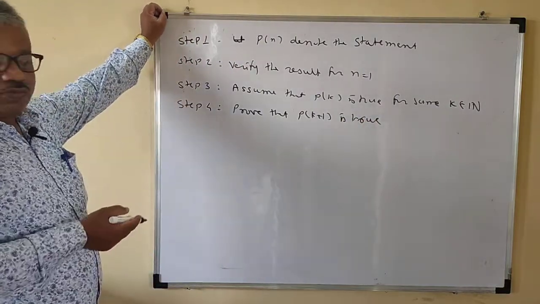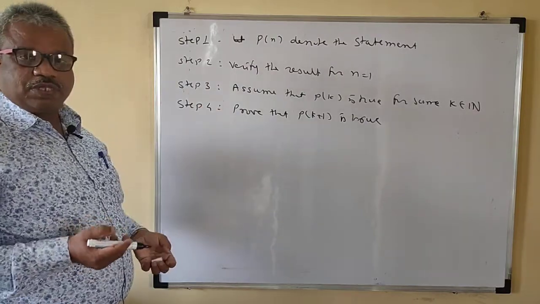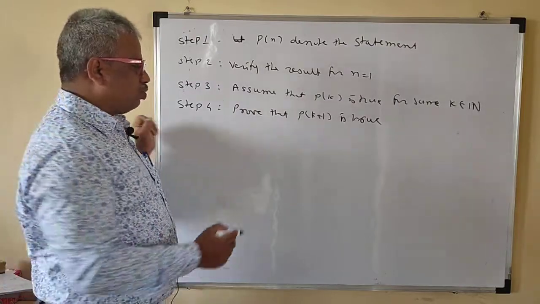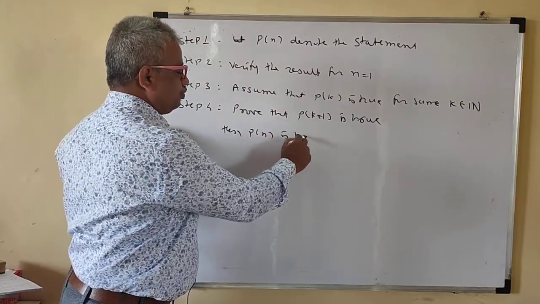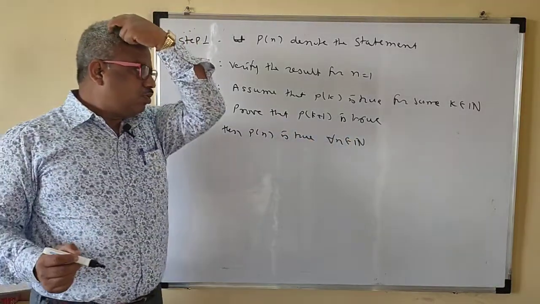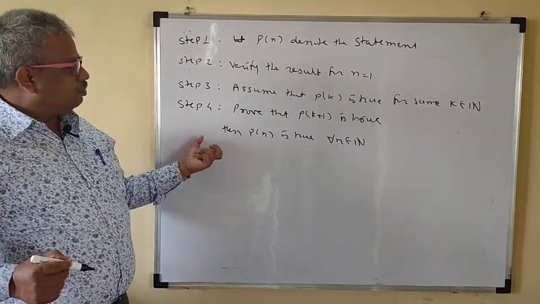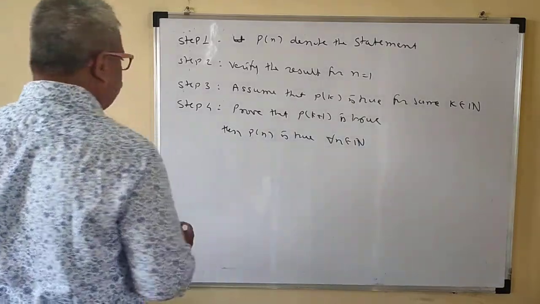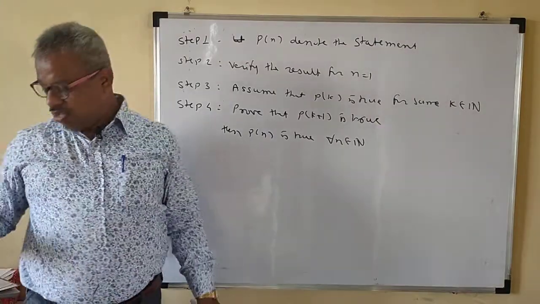If you prove this, up to 4 steps, then this is the first principle of mathematical induction, or you may say that by mathematical induction the result is true, so Pn is true for all n belonging to N. These are the 4 steps, right? If you follow these 4 steps, then the problem will be very easy. So we'll do a problem so that you will understand how to apply these 4 steps while solving it.